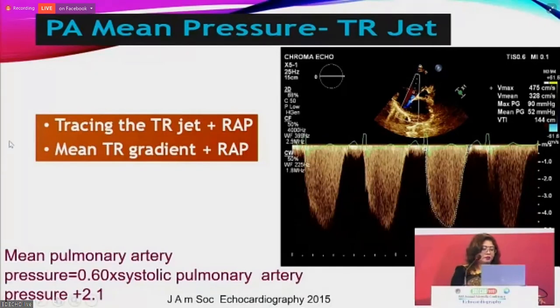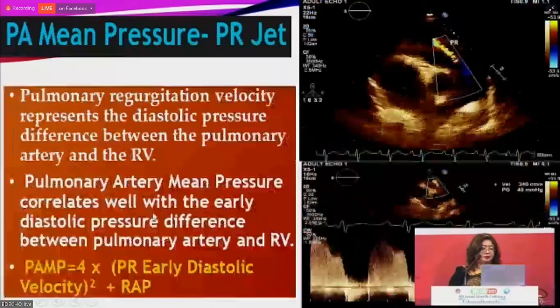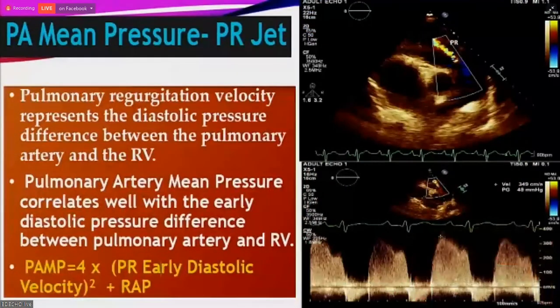And there are some formulas that you can use to measure the PA pressure. For the pulmonary artery mean pressure, it is taken from the PR jet. Pulmonary regurgitation velocity represents the diastolic pressure difference between the pulmonary artery and the RV. Pulmonary artery mean pressure correlates with the early diastolic pressure difference between pulmonary artery and RV. So this is the mean pulmonary artery pressure.